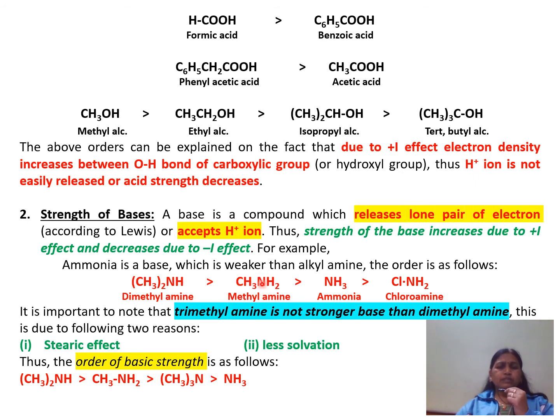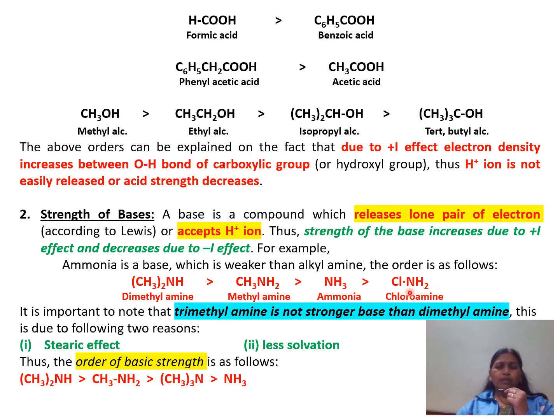So electron density will increase. Now it can donate a lone pair of electrons. It is basic, but less basic than dimethylamine. Ammonia has no electron releasing group like methyl, only hydrogens are there. So the lone pair can be released easily, and it is less basic.